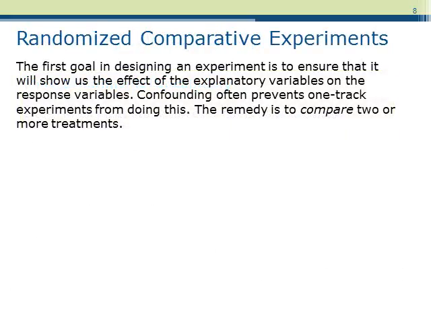To properly design an experiment, we must ensure that any change in response is due to the treatment alone. In other words, we must ensure that our explanatory variable is not confounded with any lurking variables. The easiest way to do this is to compare two or more treatments.